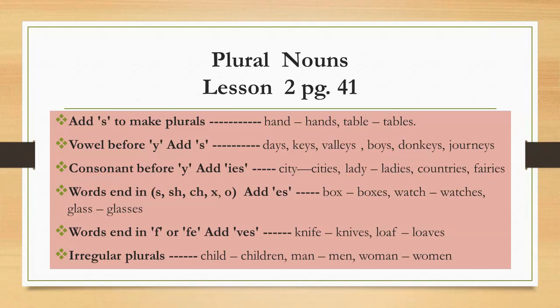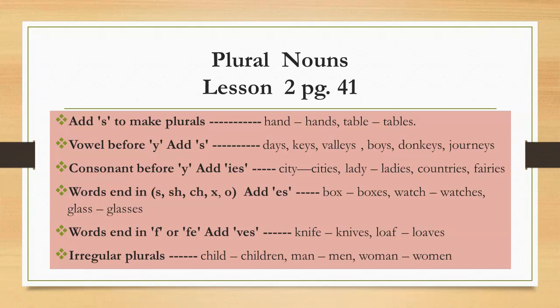Words that end in S, SH, CH, X, O, we add ES to make their plural. Box, ending at X, boxes. Watch, ending at CH, watches. Glass, ending at S, glasses. Words that end in F or FE, we change to VES. Knife, knives. Loaf, loaves.